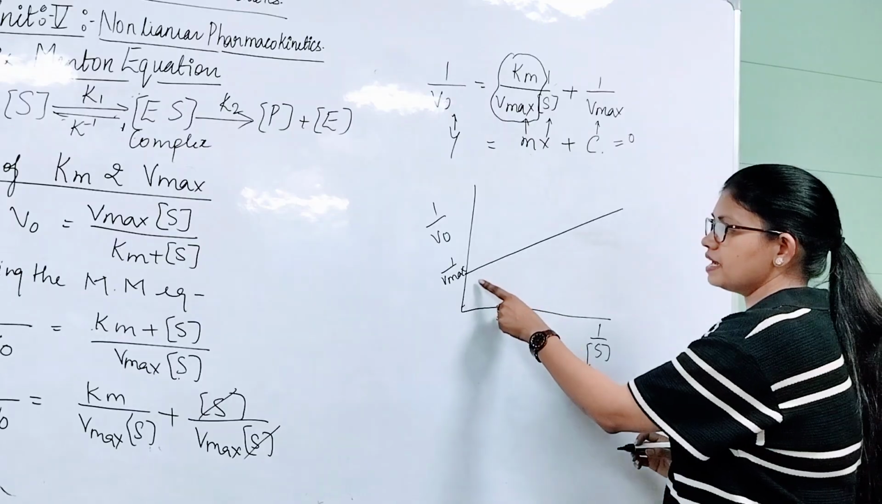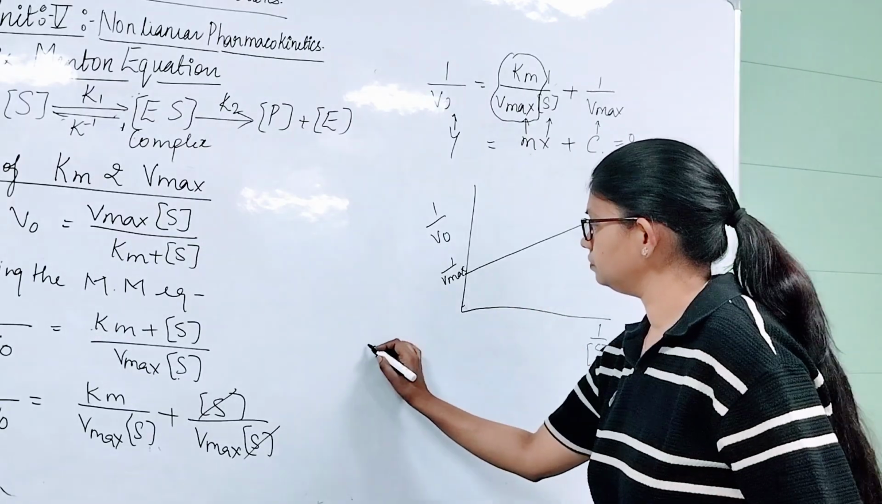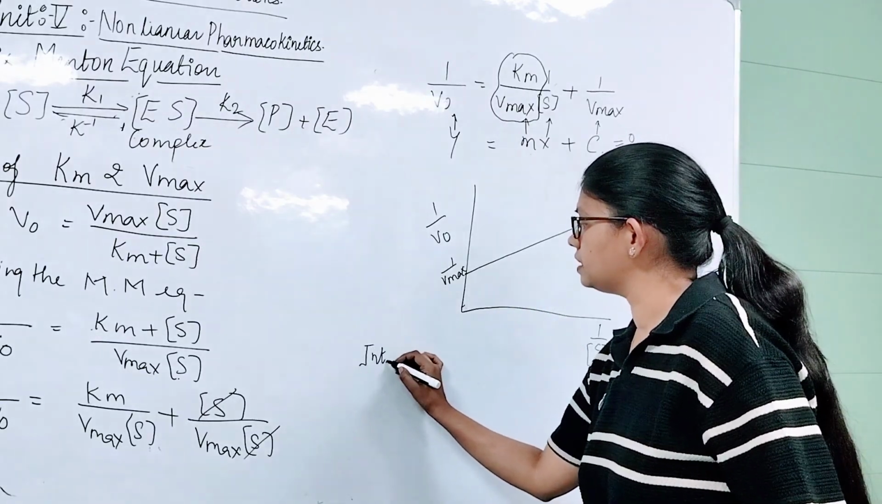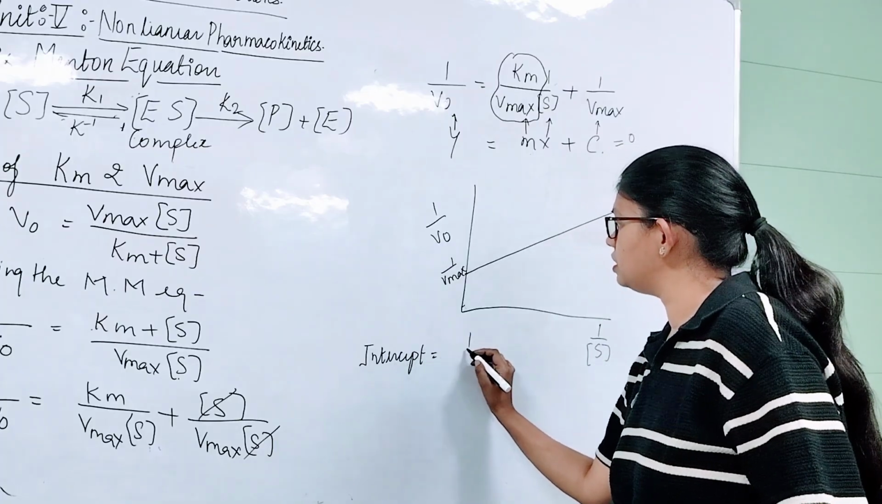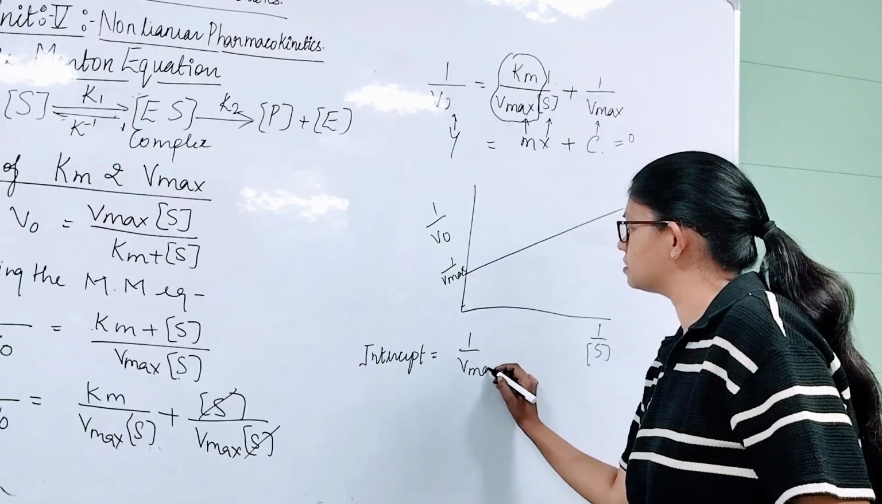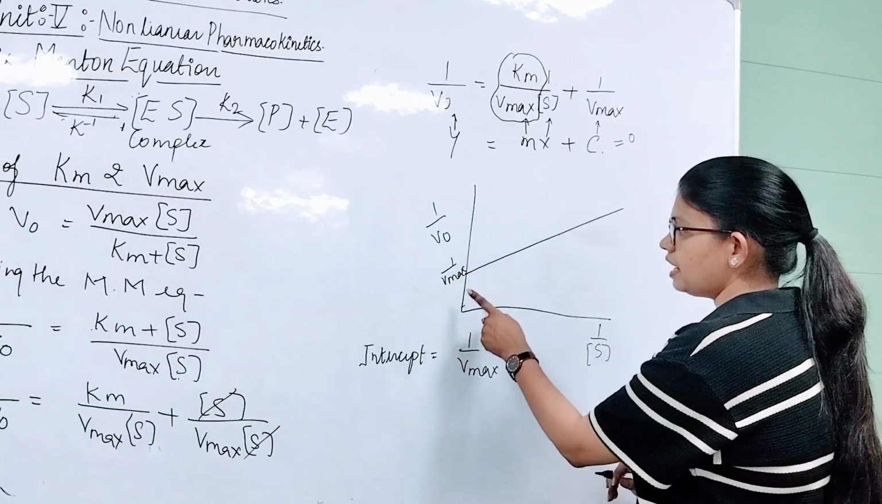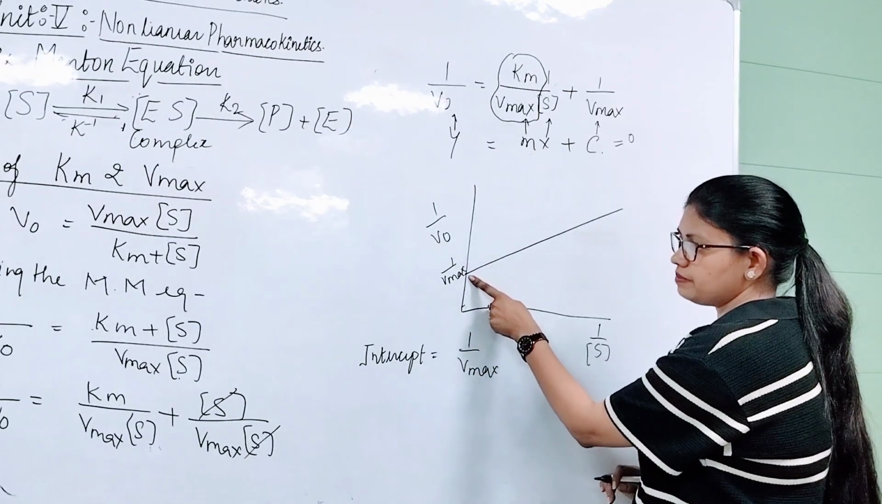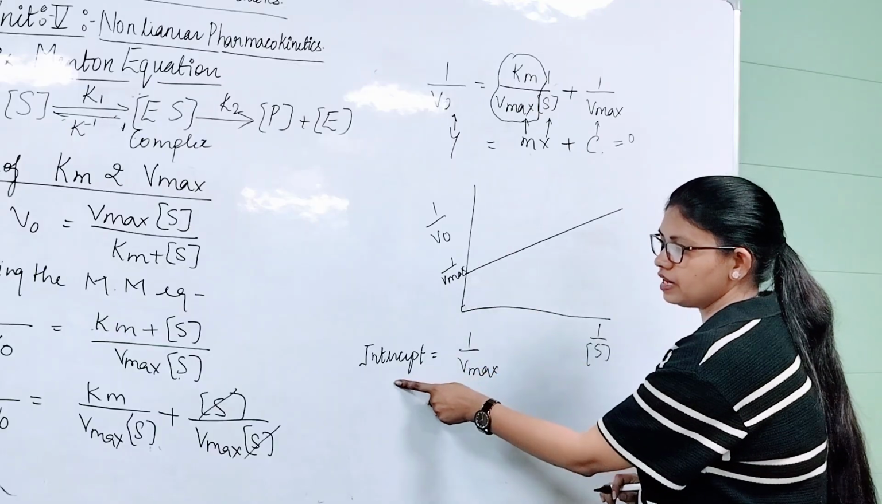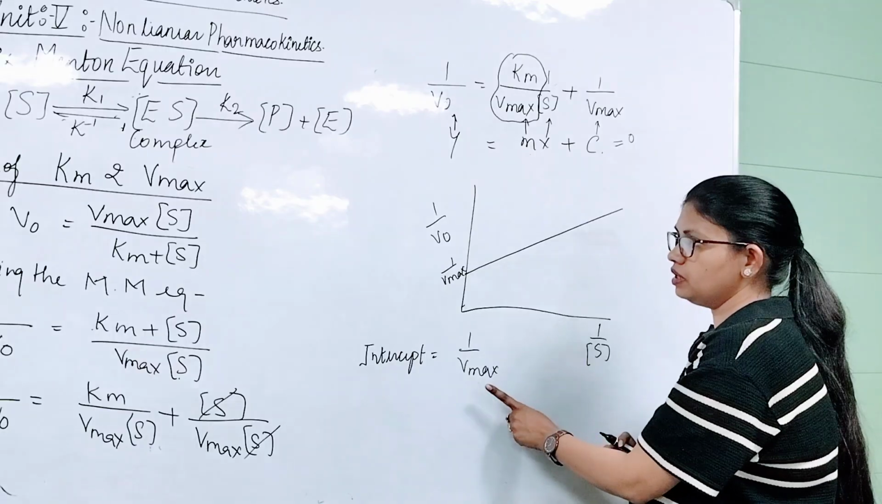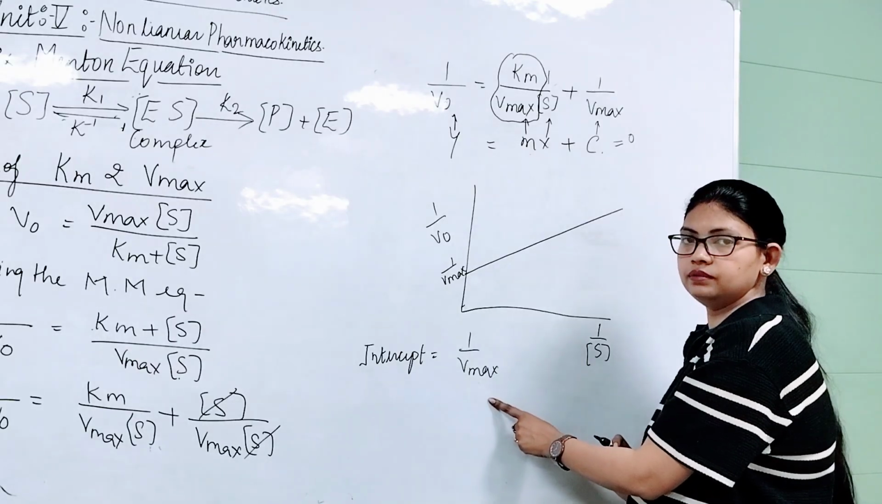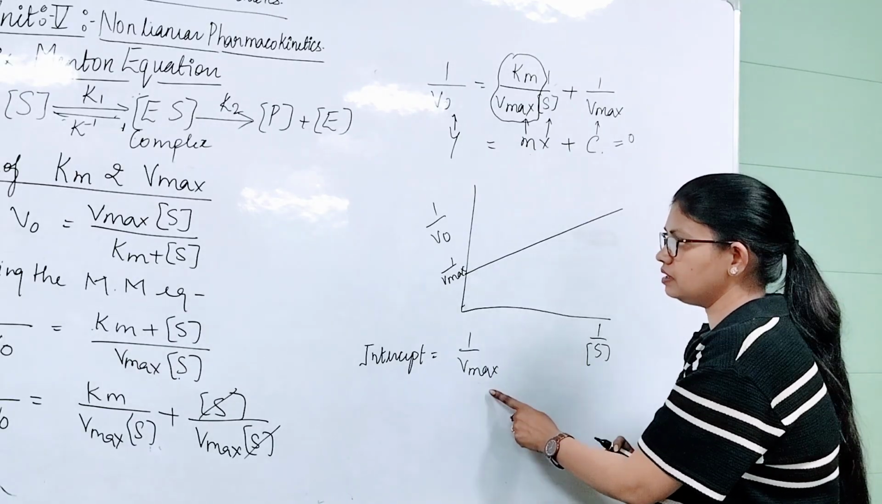So the y-axis intercept will be equal to 1 upon Vmax. So we find out the value of intercept from the y-axis, put the value here, and we calculate the value of Vmax. So here we find out the one parameter.